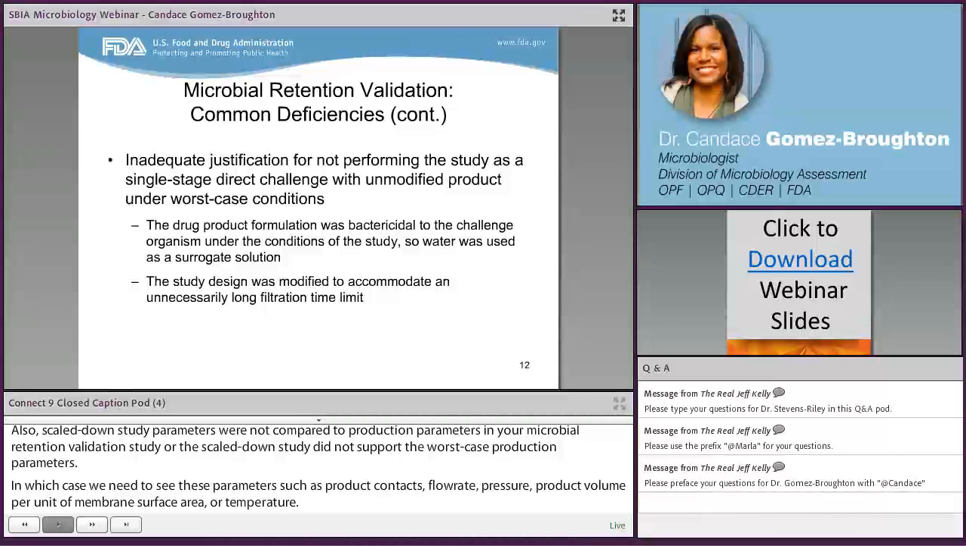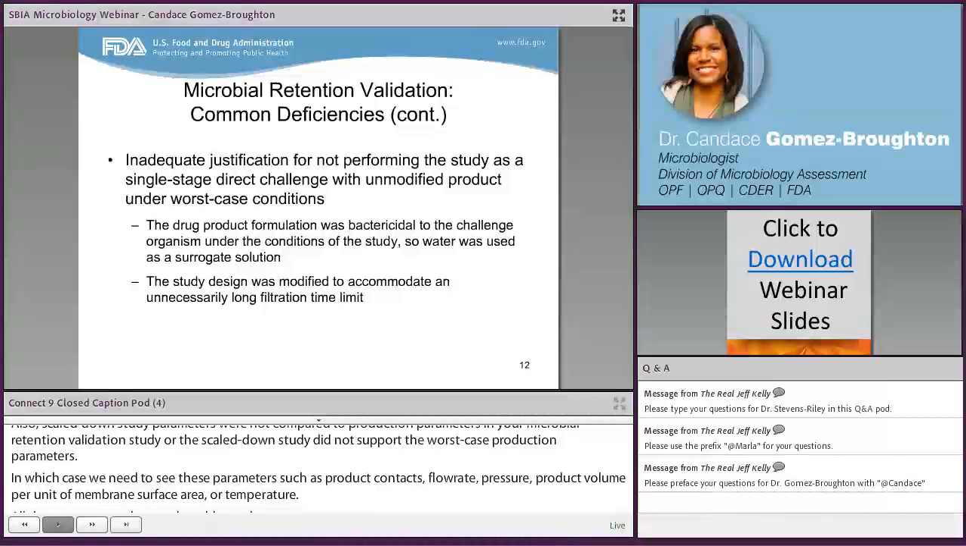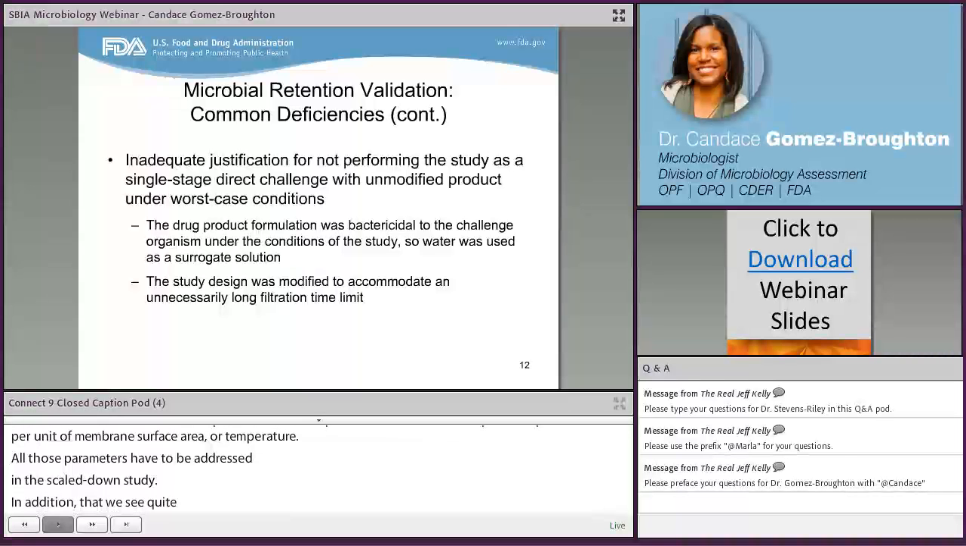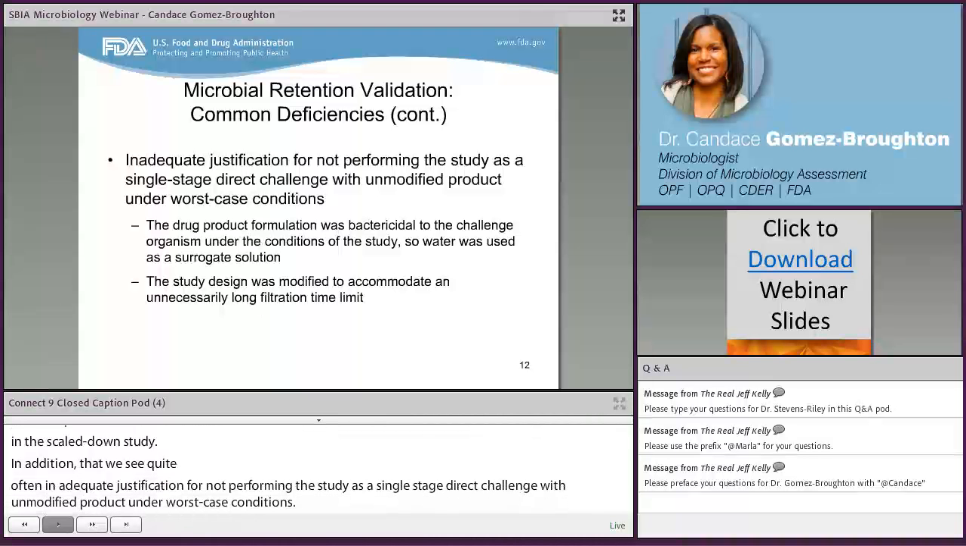In addition, we see quite often inadequate justification for not performing the study as a single stage direct challenge with unmodified product under worst case conditions. So we usually see this when the drug product formulation is bactericidal, and so water is used as a surrogate. Also, we see a study design modified to accommodate an unnecessarily long filtration time limit.